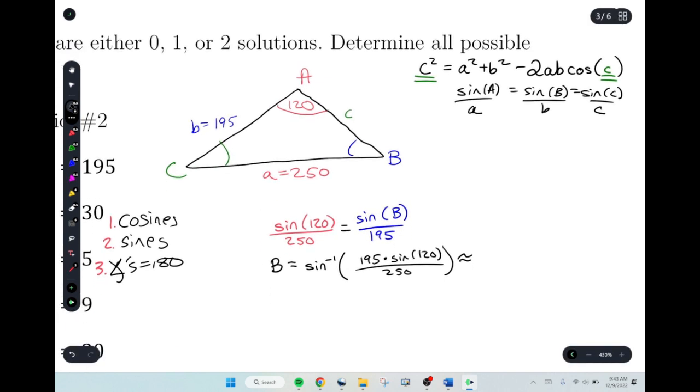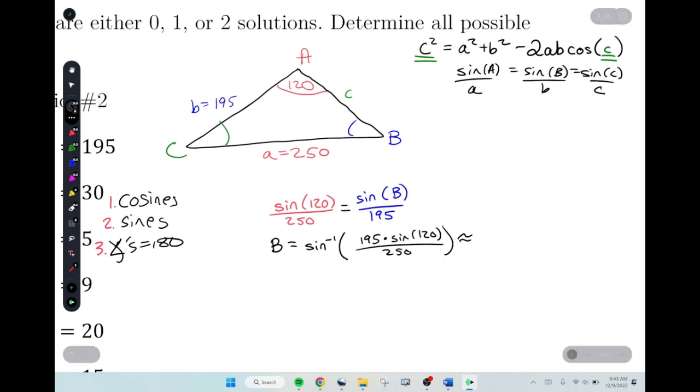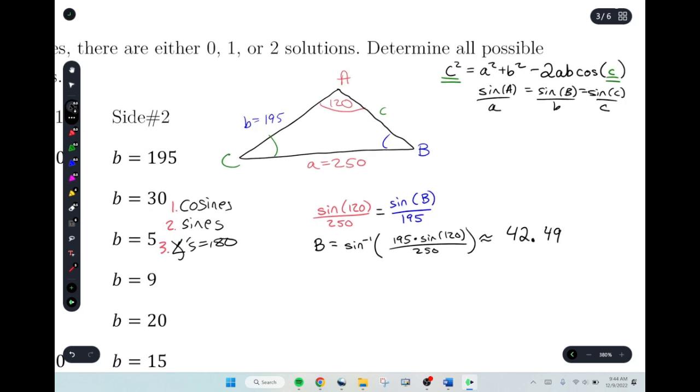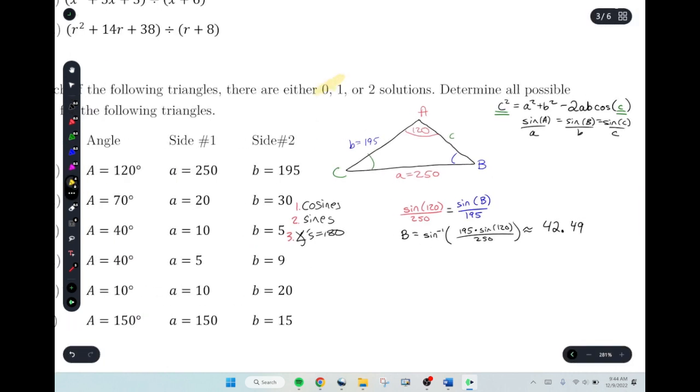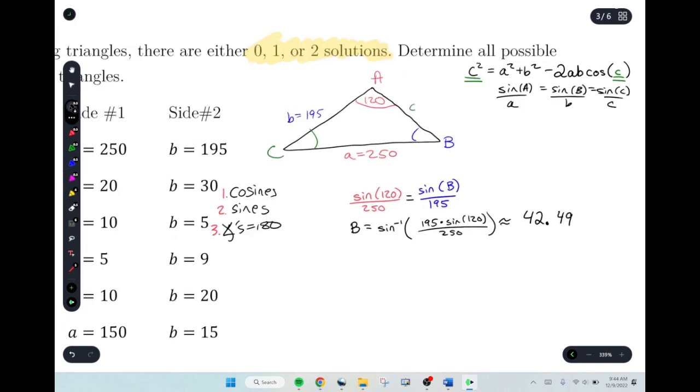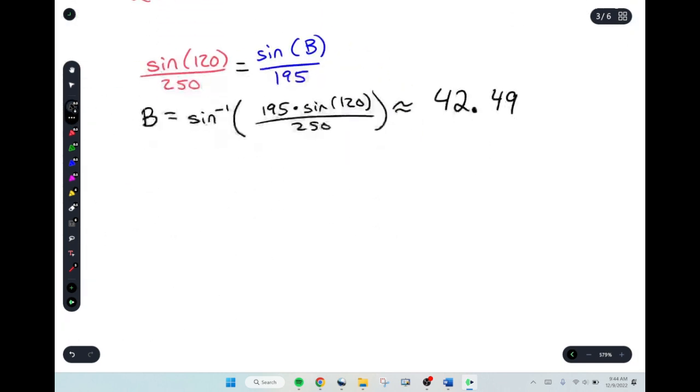All right, did anybody get that B angle? 32.5? No, I have 42.49. I'm going to go ahead and do 49, just to be safe. But this is the scary part, especially, I think there's only one on the test that's like this, and they let you know, hey, we're looking for 1, 2, or 0 solutions. We did the inverse sine, right?